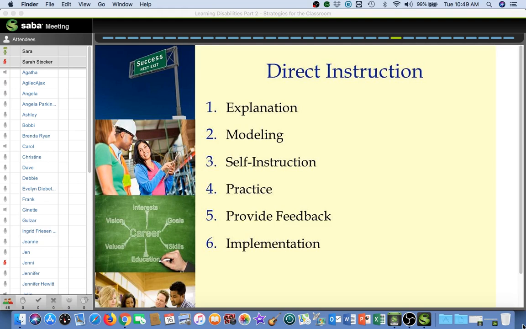So this method is also good for teaching new academic skills. It just breaks it down and makes sure that all of those pieces are done to really internalize the strategy or concept being learned. I'd like to take you through a concrete example of this. And for this, I'm going to be using the direct instructions example document.